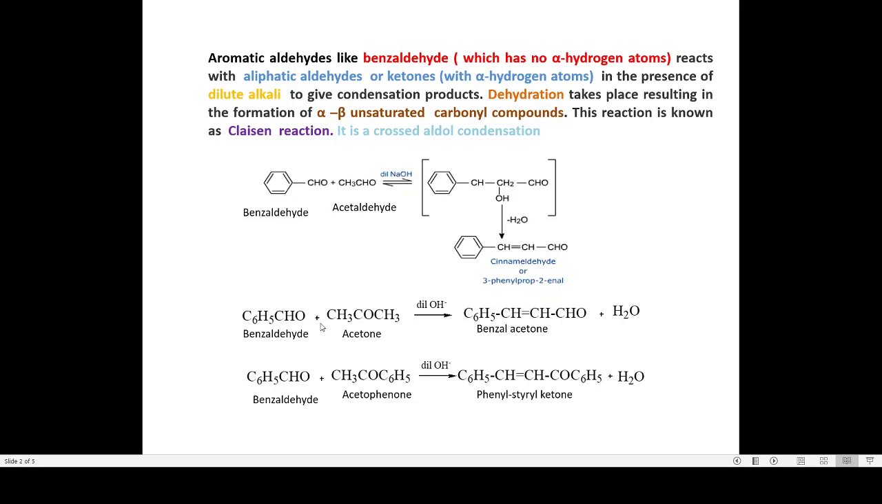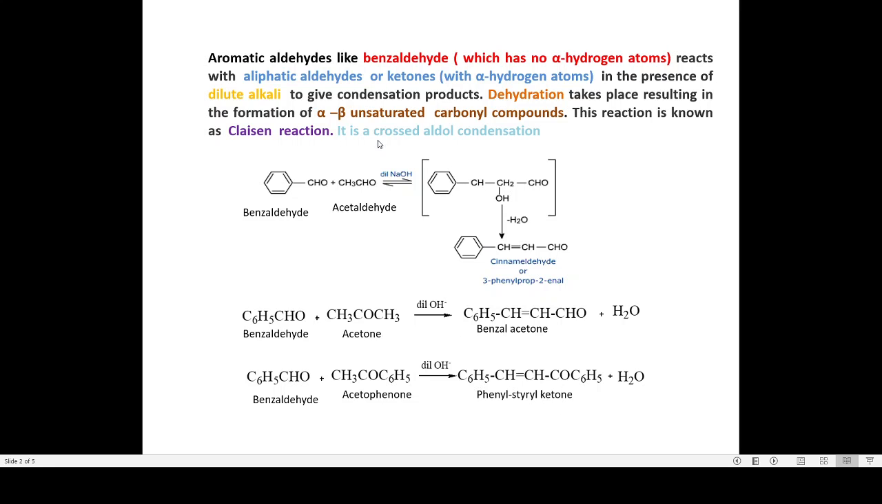Let us take some examples for the Claisen reaction. For example, benzaldehyde, an aromatic aldehyde, also reacts with a ketone like acetone to give the product benzalacetone. And benzalacetone is used in the perfume industry. Another example for the Claisen reaction is benzaldehyde reacting with acetophenone to form benzalacetophenone.